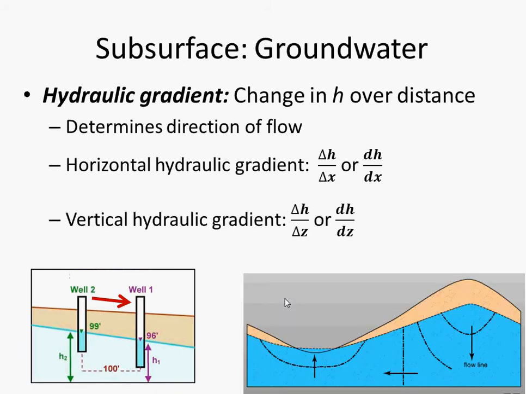But it can also move vertically, right? So water can be continuing to move downwards as it's infiltrating, or perhaps it can even move upwards towards a river or a lake. And in that case, we talk about the vertical hydraulic gradient. So that's the change in h over the change in elevation between the 2 points within the aquifer or saturated zone that you're interested in determining flow between. And that will become clearer when we do an example.